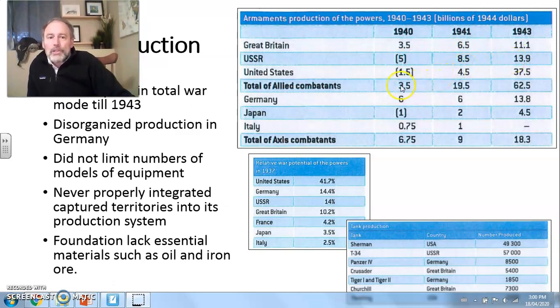And then the total here is 3.5, 19.5, and up to 62.5 when the powerhouse of the United States comes in. And that just does not compare to the total of the Axis combatants.